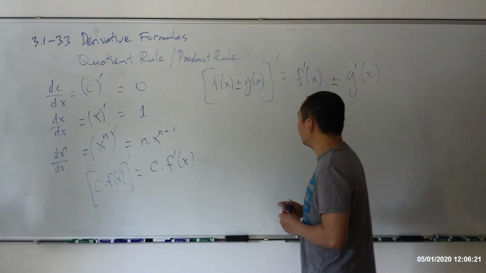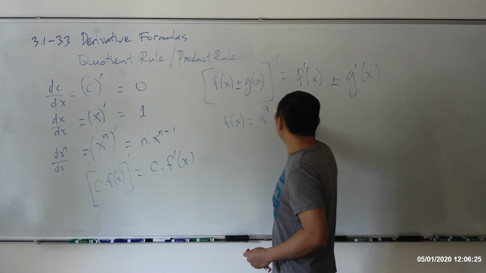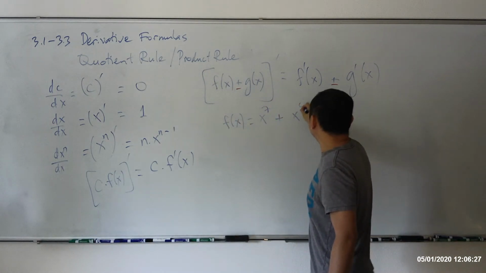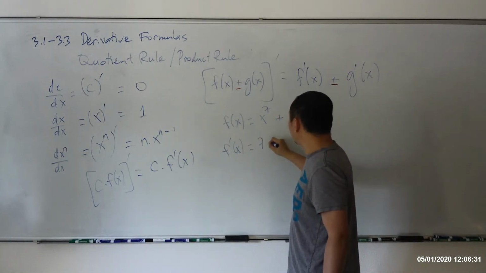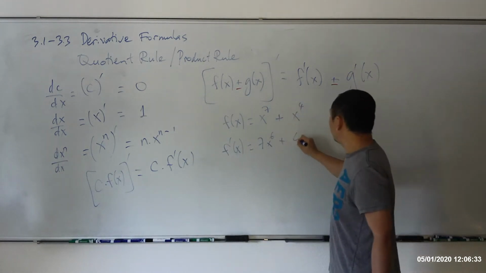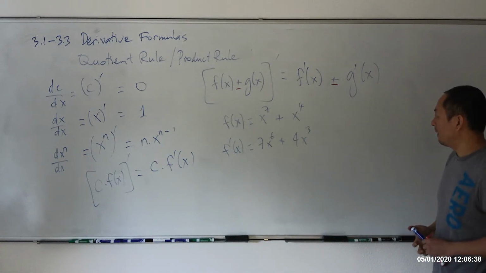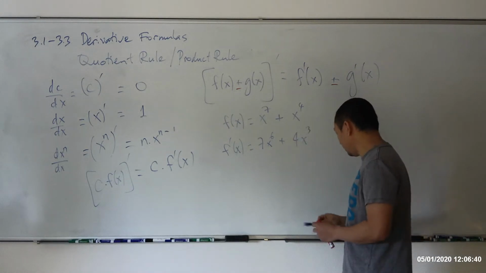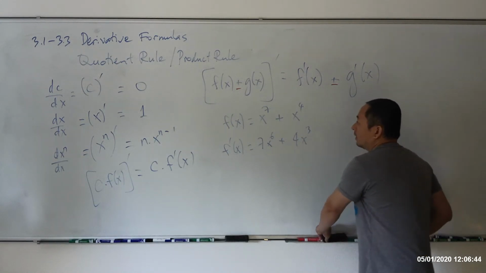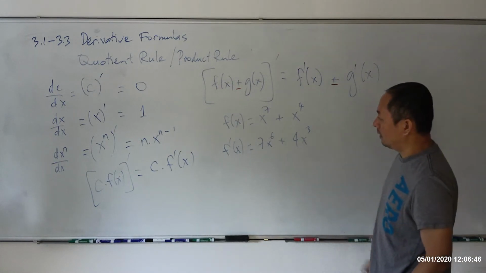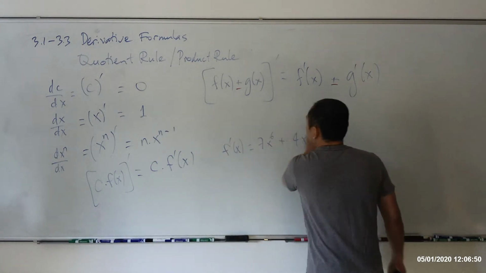Okay, example. Say f of x equals x to the 7 plus x to the 4th. So f prime of x is going to be 7x to the 6 plus 4 times x cubed. I take the derivative of each term, one term at a time. It's all about polynomials. Let's move on, more formulas.